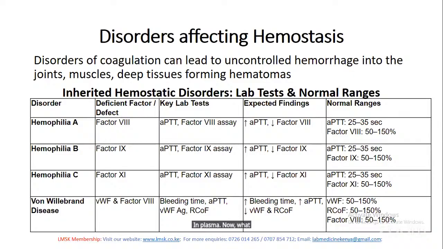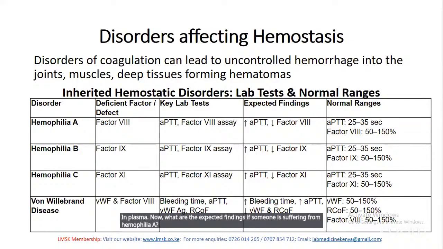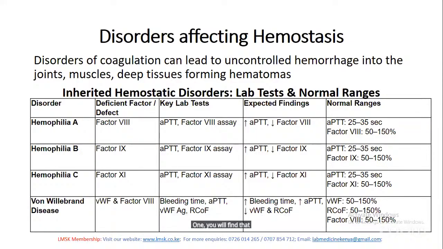Now, what are the expected findings if someone is suffering from hemophilia A? One, you will find that activated partial thromboplastin test is raised beyond 35 seconds. Then you'll also find that factor 8 is reduced in levels. Then hemophilia B is the deficiency of factor 9. And before I proceed, this hemophilia A is also called classical hemophilia. And hemophilia B is also called Christmas disease.